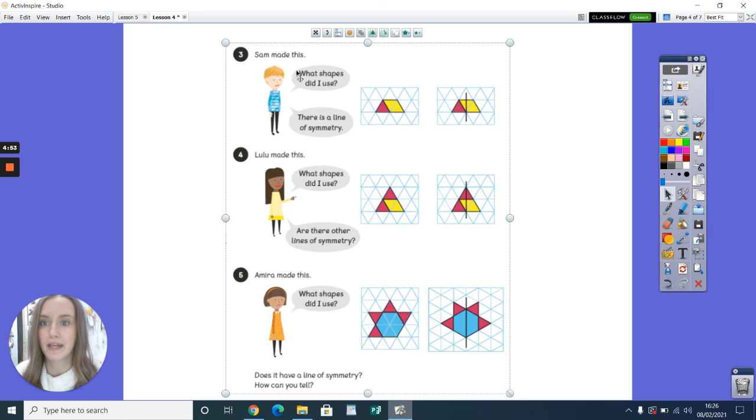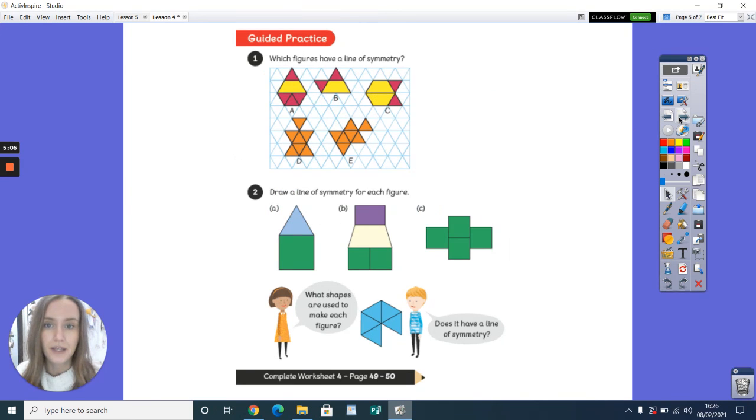You might want to have a go at making your own symmetrical shapes when you've finished your work today. You might want to practice drawing some. Or you could go on a hunt in your house and find anything that is symmetrical and send us some photos. That would be a nice activity to do at home.